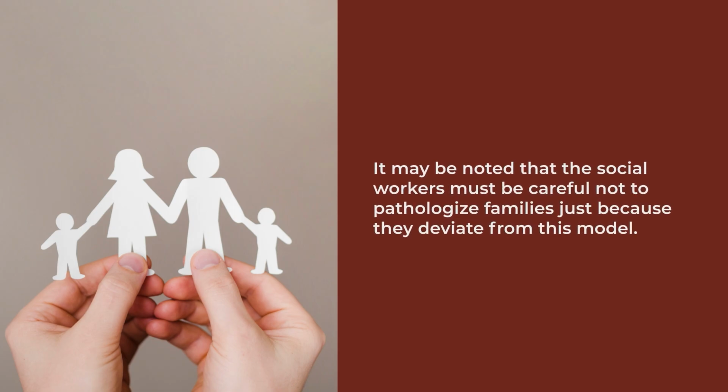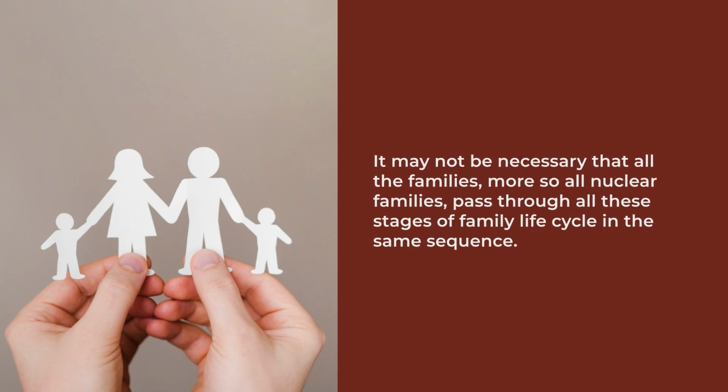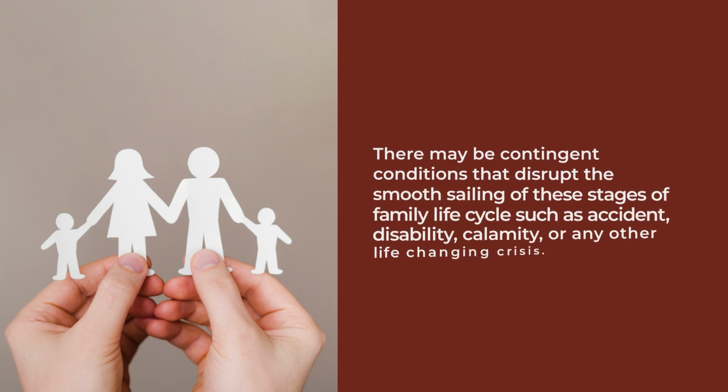It may be noted that the social workers must be careful not to pathologize families just because they deviate from this model. Added to this, it may not be necessary that all the families, more so all nuclear families, pass through all these stages of family life cycle in the same sequence. There may be contingent conditions that disrupt the smooth sailing of these stages of family life cycle, such as accident, disability, calamity, or any other life-changing crisis.